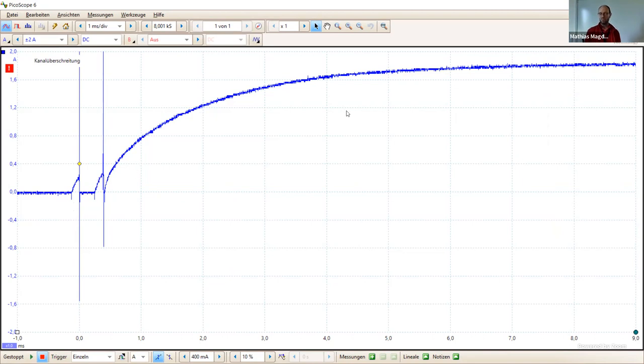Do you know what type of function this is? Exponential function, exactly. Yeah, so it's some exponential function. And from this exponential function, we can get the time constant.